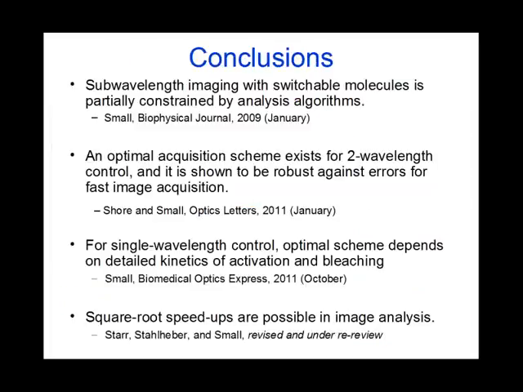So with that, I'll say that in conclusion, subwavelength imaging is partially constrained by the performance of your analysis algorithms. We're looking at more of an information limit than an instrument limit. We've proven the existence of an optimal scheme for 2 wavelength control. We've shown its robustness. We've proven that single wavelength control requires much better photophysics knowledge. And we have shown that square root speedups are possible in image analysis.